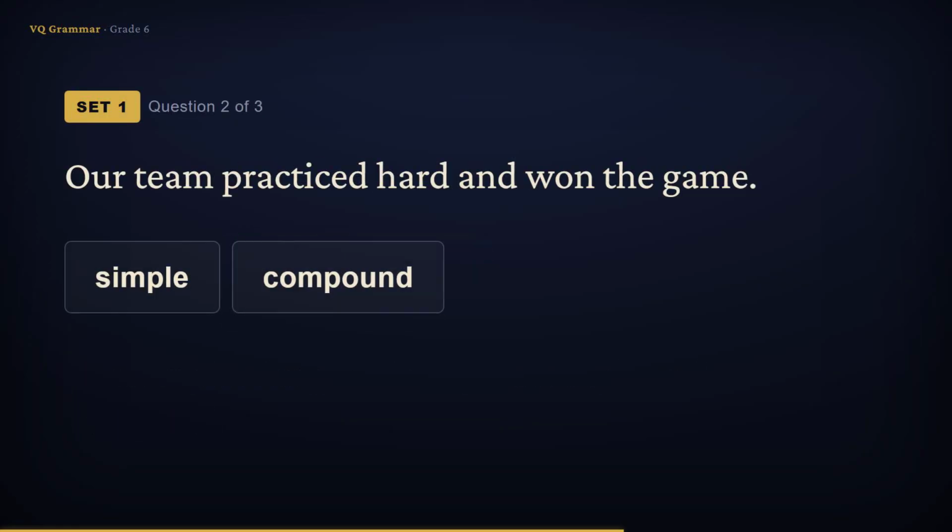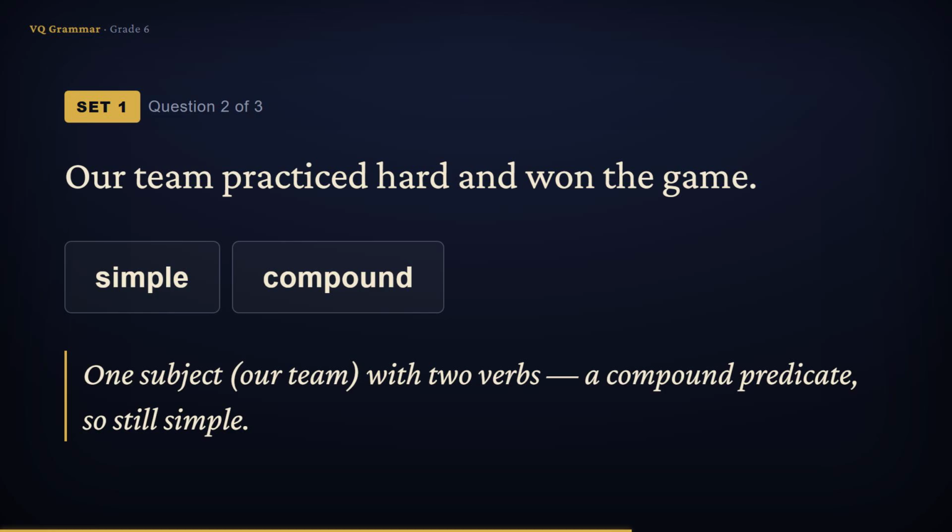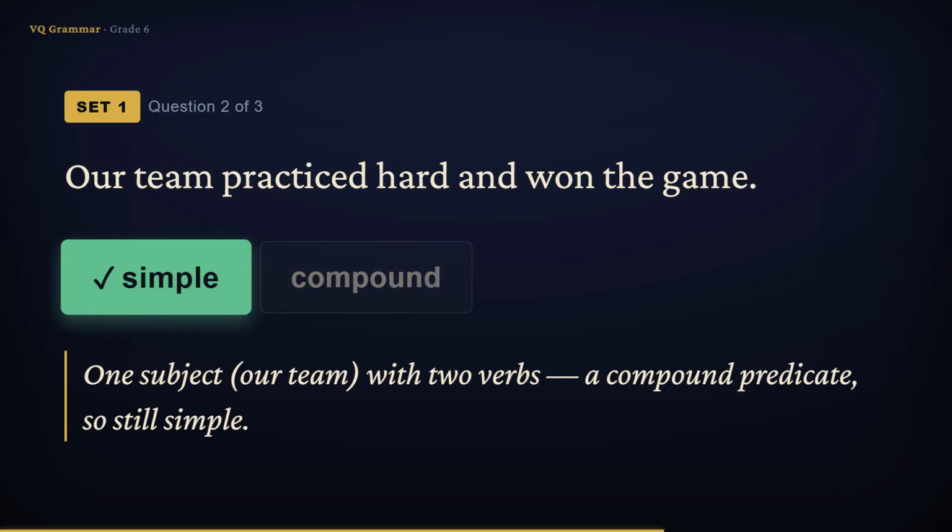Our team practiced hard and won the game. Careful, this is the trap. There's an and, but look at the right side. Won the game. Who won? Our team did. There's no new subject on the right. It's one subject doing two things, practicing and winning. So the answer is simple.